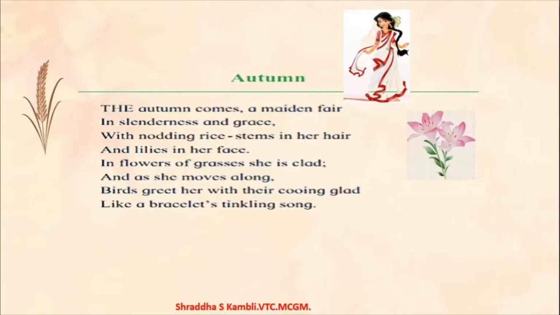You can use only those things which are available to you. So in the season where autumn comes, what happens is there is rice all around in the fields. So she's using rice stems to adorn her hair. Okay, and lilies in her face. That means during the season of autumn, there are a lot of flowers also blooming around. So that talks about the beauty of this particular season.